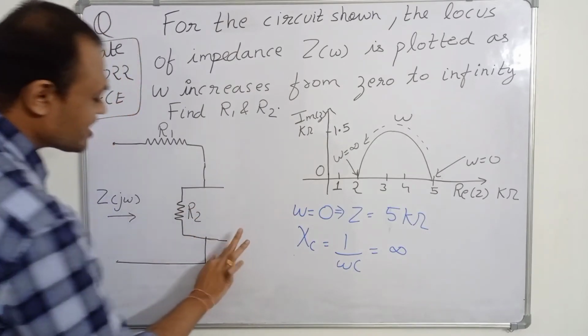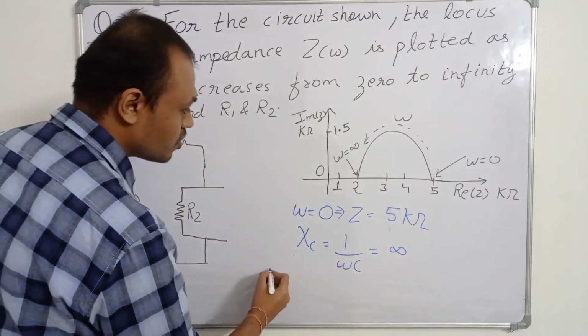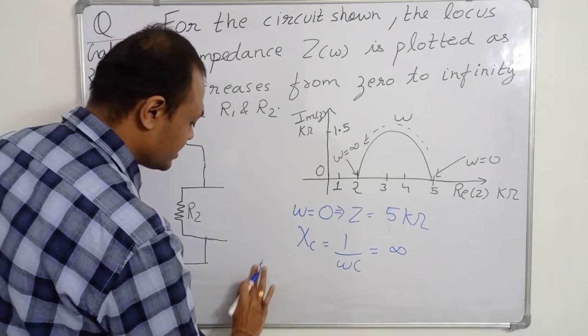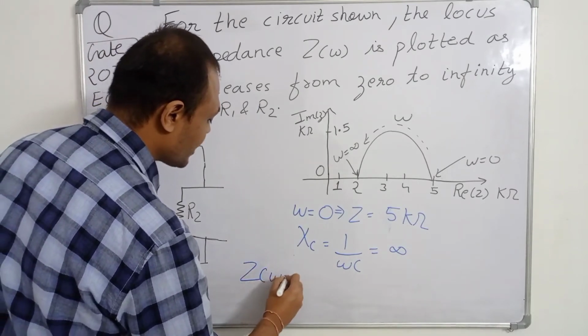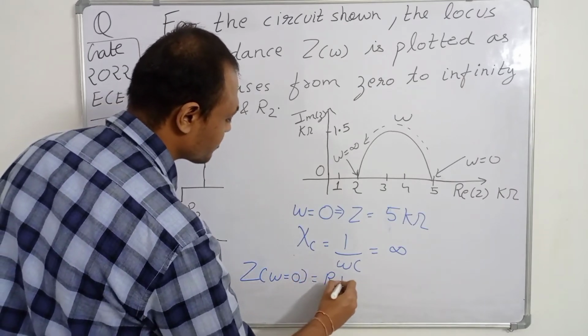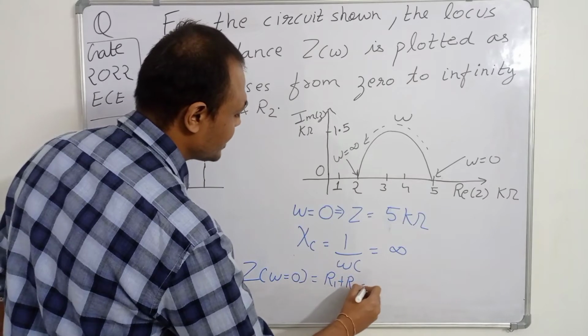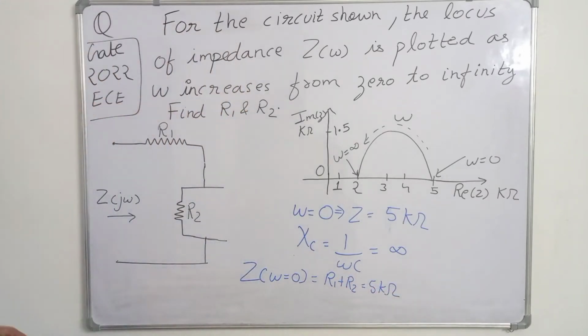So at omega equal to 0, our circuit reduces to a series combination of R1 and R2. So we can write Z at omega equal to 0 is equal to R1 plus R2, and this is equal to 5 kilo ohm. So we have got the first equation, that R1 plus R2 is equal to 5 kilo ohm.